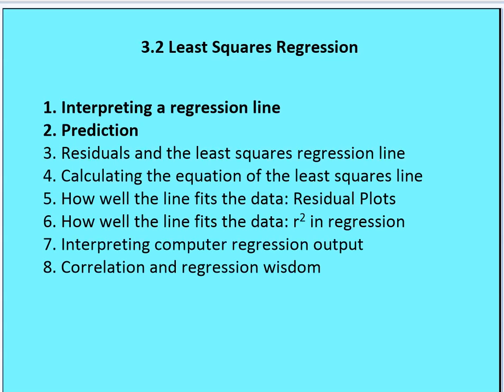So we're going to be talking about ways to model behavior based on data points and then with prediction. We're going to interpret a regression line, talk about prediction, and talk about residuals in the least squares regression line. We're going to talk about calculating the equation of a least squares line, how well the line fits the data based on residual plots, and then R squared in regression. And then we're going to interpret some computer regression output so you know where to find the slope and the y-intercept in the output. And then we're going to talk about correlation and regression.